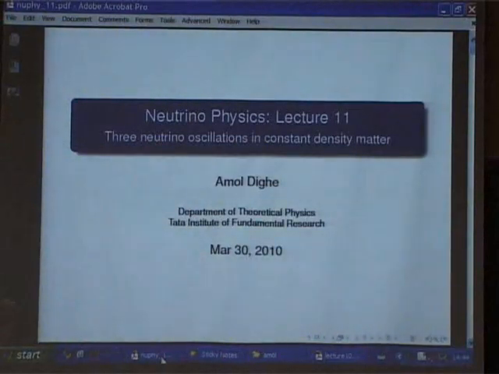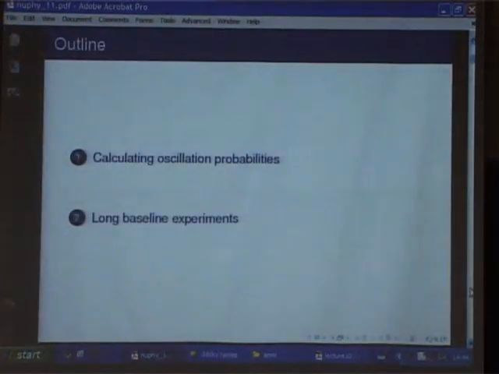So what we are going to do today is the following. First, I shall show you a technique of how to calculate oscillation probabilities inside matter with three neutrinos. This is a technique that you all should practice a lot and know, because in the future this technique is essentially what's going to be used to calculate it.